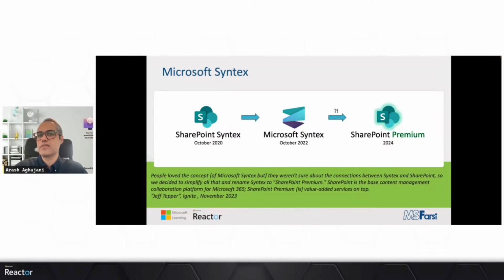SharePoint is the base content management and collaboration platform for Microsoft 365. SharePoint Premium is a value-added service on top. So we will have Syntex in 2024 with the new name SharePoint Premium, as Microsoft introduced at Microsoft Ignite.